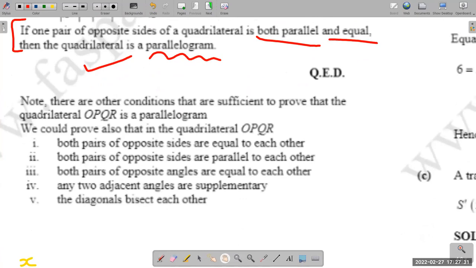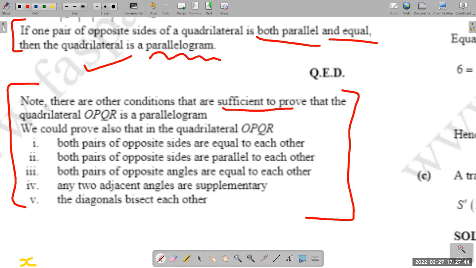Now, this is just some notes. I actually need you guys to take a picture of this and write this out. This is just general information that you need to know. There are other conditions that are sufficient to prove that the quadrilateral is a parallelogram. That means that's just one way that they chose above. There are different ways to show that it's a parallelogram. So look at the first way.